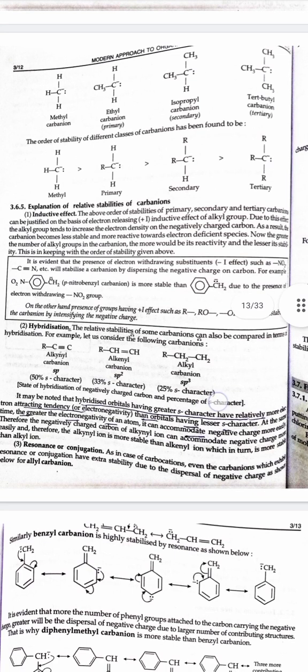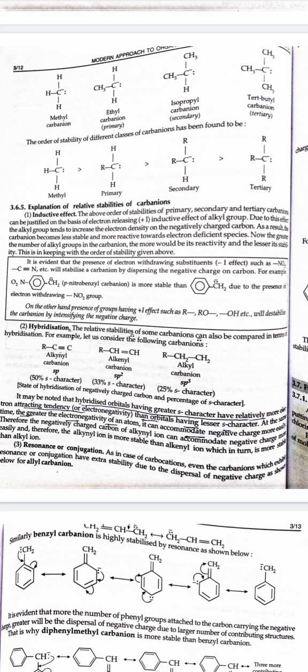Hybridization. The relative stabilities of some carbanions can also be compared in terms of hybridization. For example, let us consider the following carbanions: sp, sp2 and sp3. sp has 50% s character, sp2 has 33% s character and how much does sp3 have? 25.